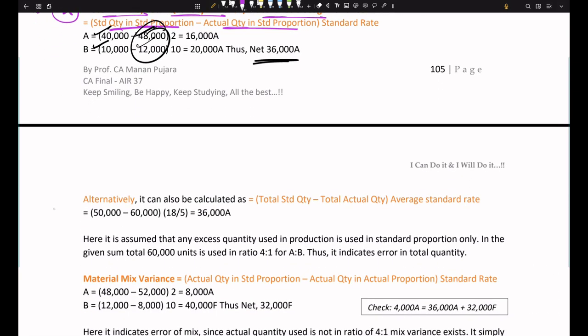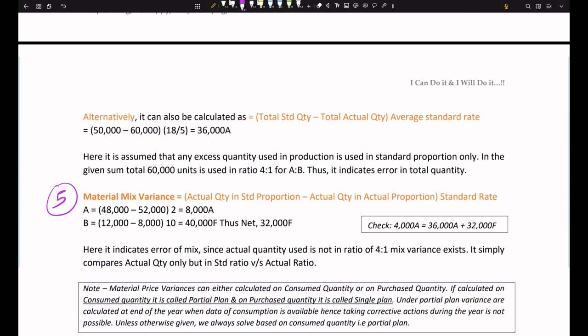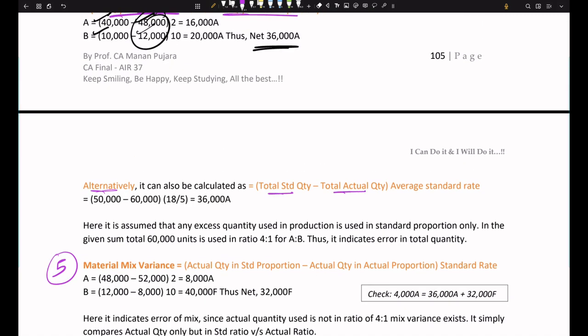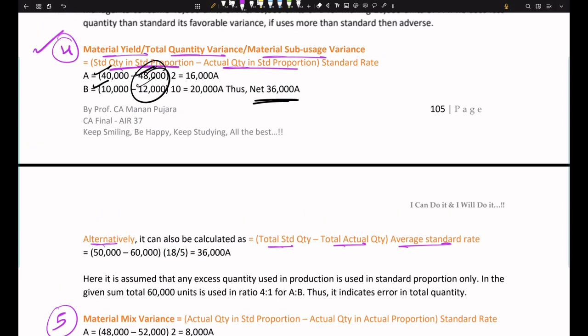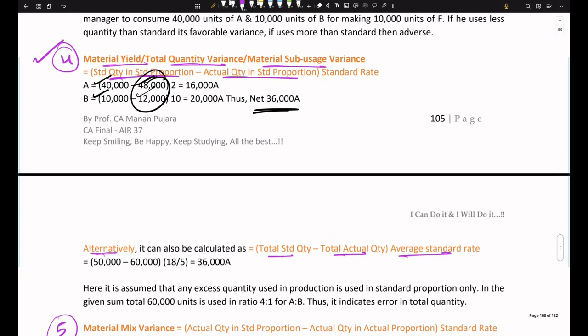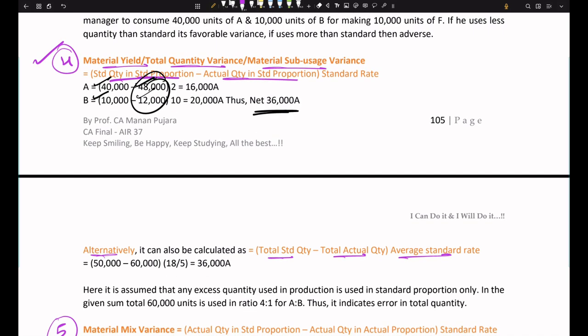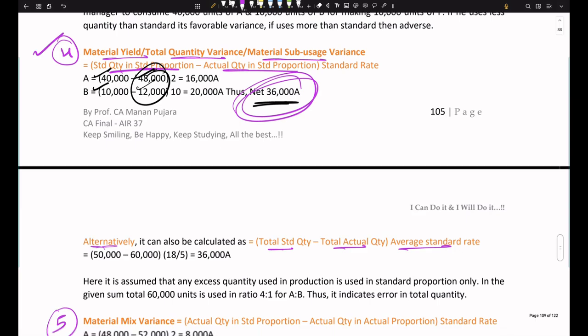So the fifth we are taking is material mix. Let's see the alternative formula that was also given: total standard quantity minus total actual quantity into average standard rate. This is a different formula, okay. I have seen this for the first time, so let's see what they want to convey through this. This is a shortcut to calculate the net. It is not calculating the individual variances, just the total variance of both the products A and B.